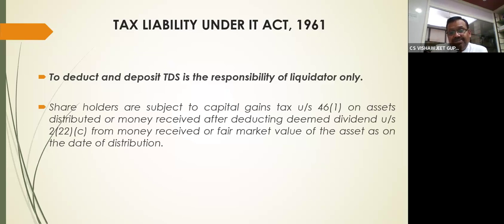Now, shareholders are subject to capital gains tax under section 46, subsection 1 on the assets distributed or money received, after deducting the deemed dividend under section 2(22C) from the money received or the fair market value of the asset as on the date of distribution, right?